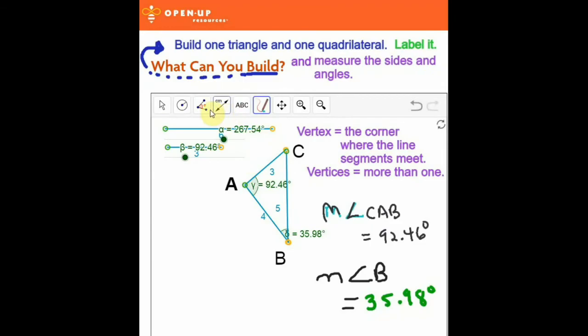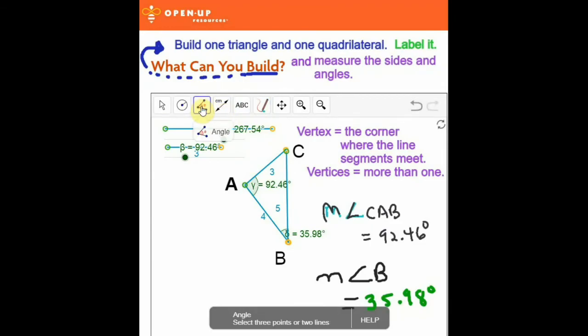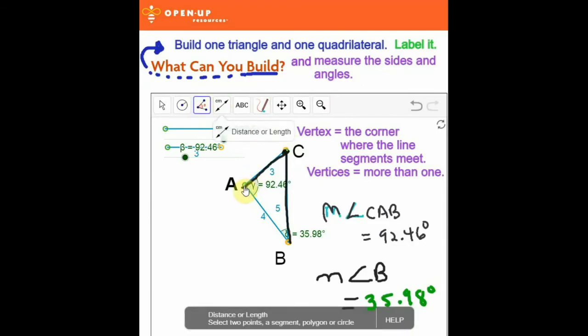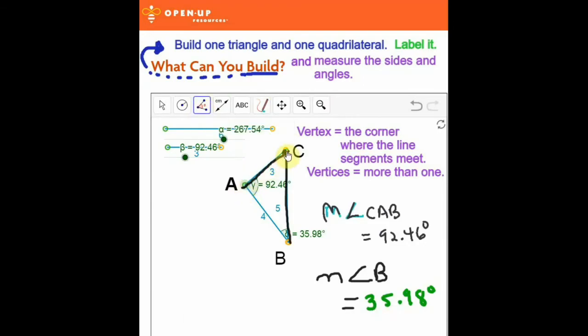I click once again the protractor icon. It's angle C, angle, click A, C, B. Select tool again. Measure of angle C is 51.56 degrees.